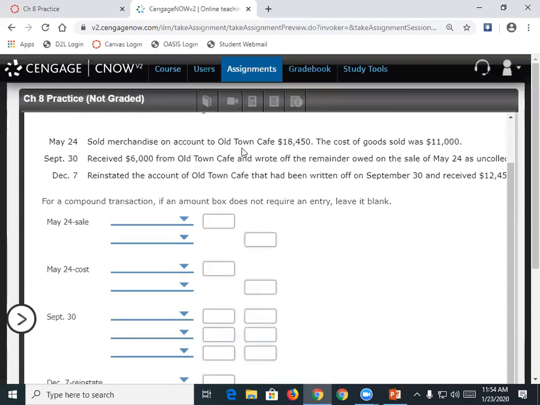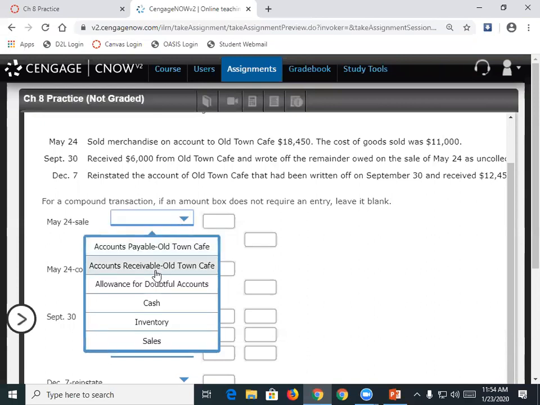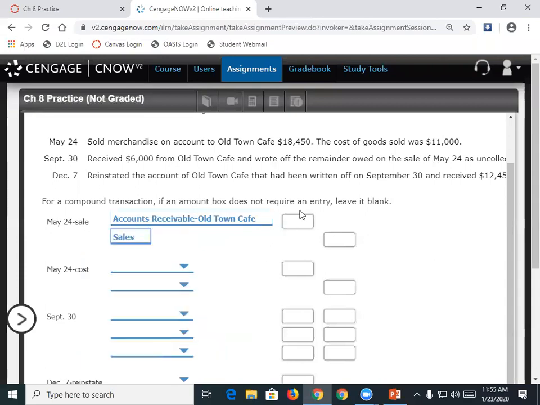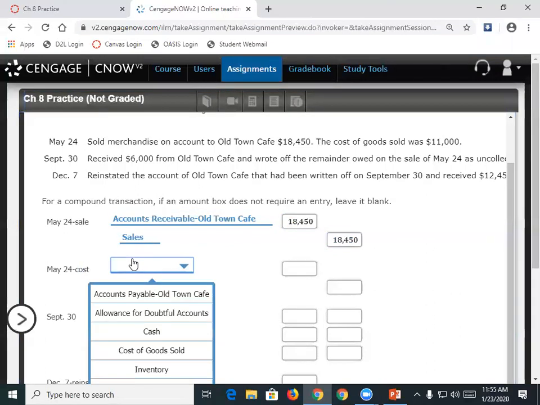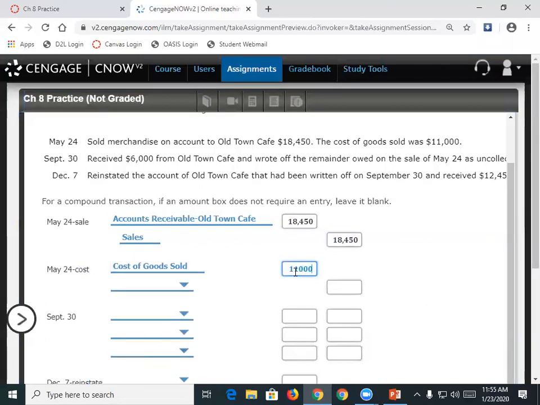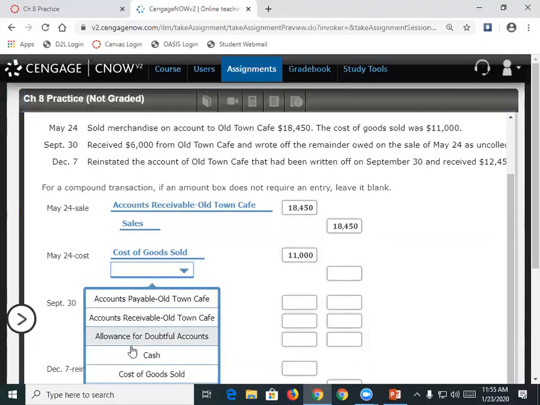So we sold merchandise on account to Old Town Cafe. So what do I debit and credit for that sale? Accounts receivable and sales. Very good. I debit accounts receivable and credit sales for the $18,450. And then on the 24th, well, it said the cost of goods sold was $11,000. So again, cost of goods sold gets debited. And inventory gets credited.